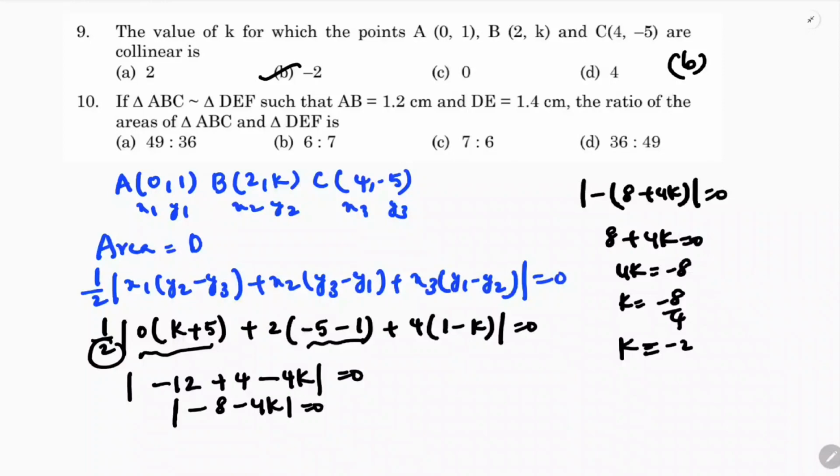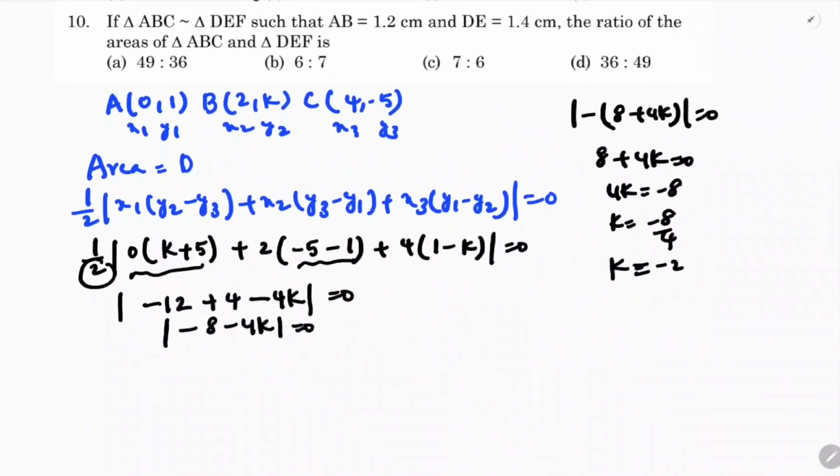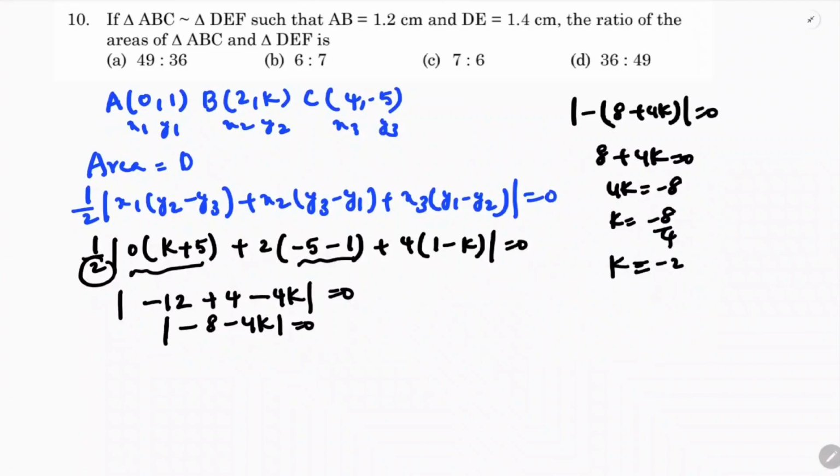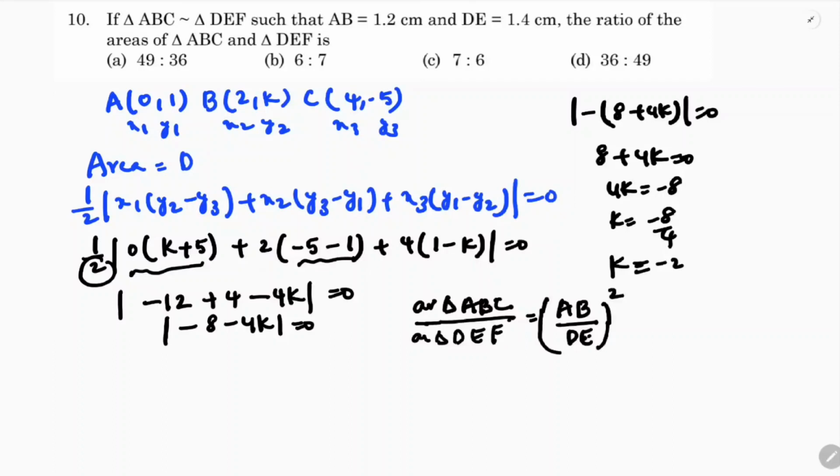Next one: if two triangles are similar, then the ratio of their areas. So here, see, area of triangle ABC by area of triangle DEF. The area theorem says the ratio of the areas of two similar triangles is equal to the ratio of the squares of their corresponding sides. So it is the ratio of the squares of their corresponding sides.